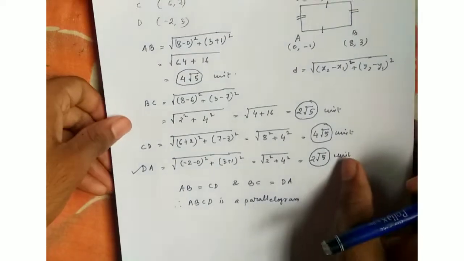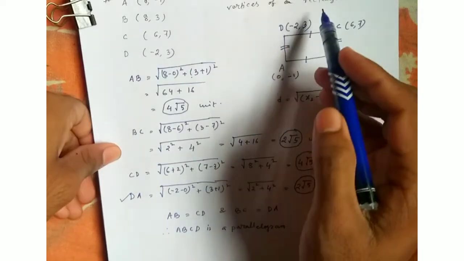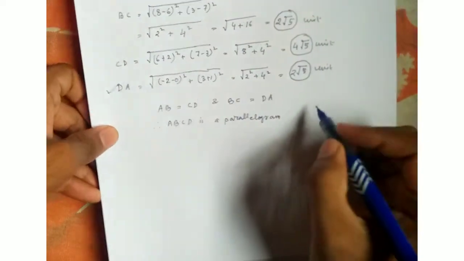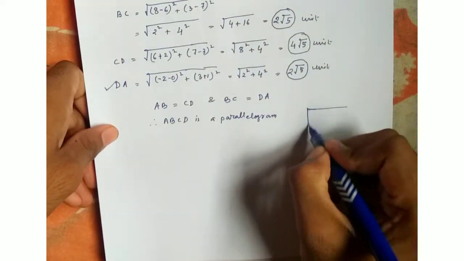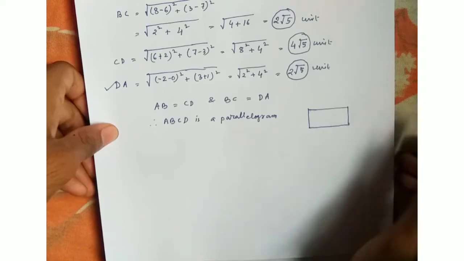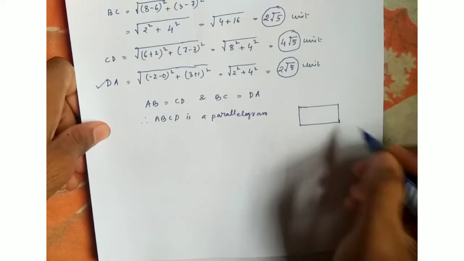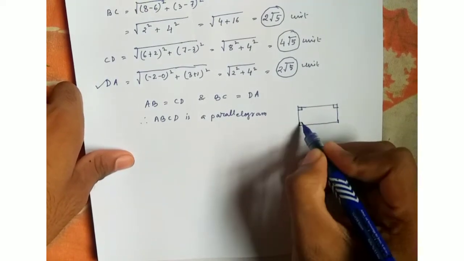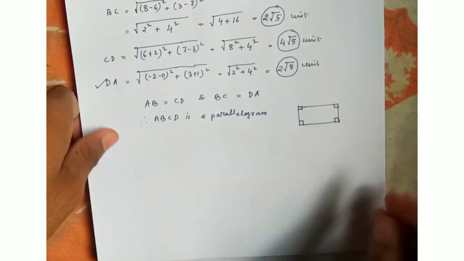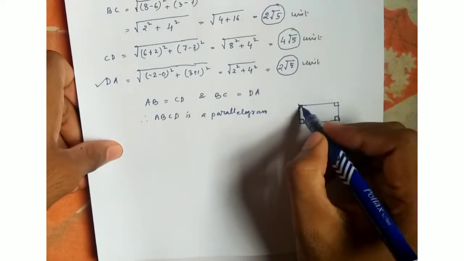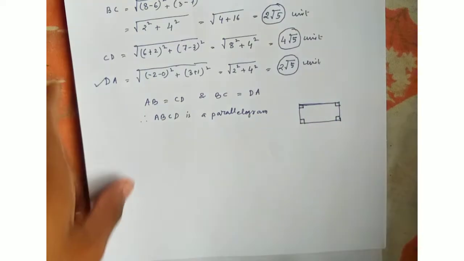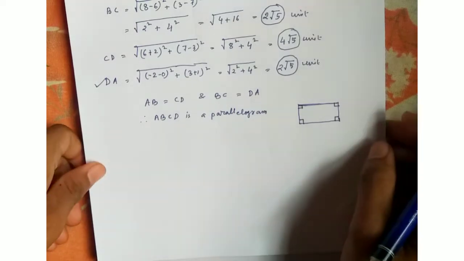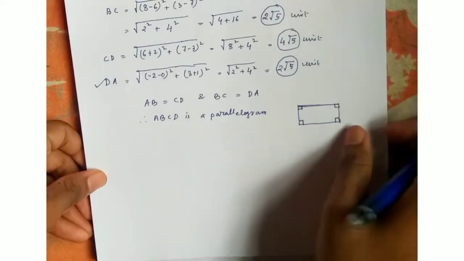Now we have to prove that this parallelogram is a rectangle. So what will be the property? Say this is a parallelogram. This is a special type of parallelogram because all its angles are 90 degrees. So we can say that if a parallelogram has all angles equal to 90 degrees, then it will become a rectangle.